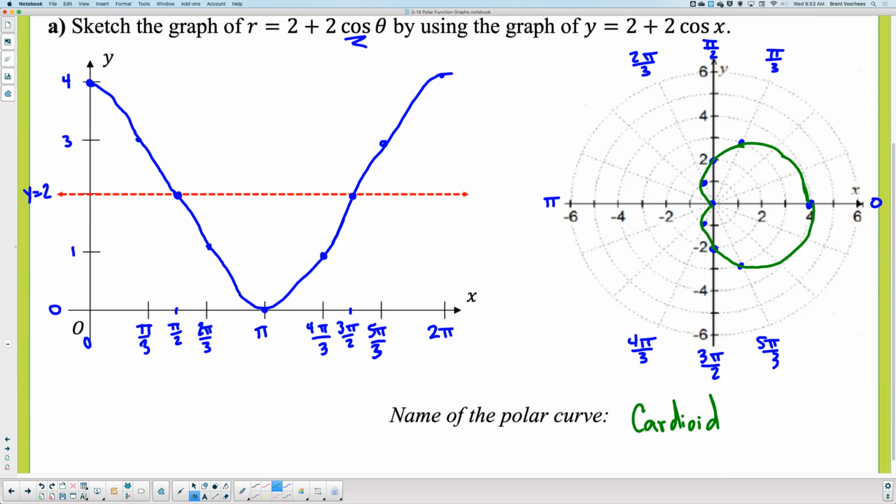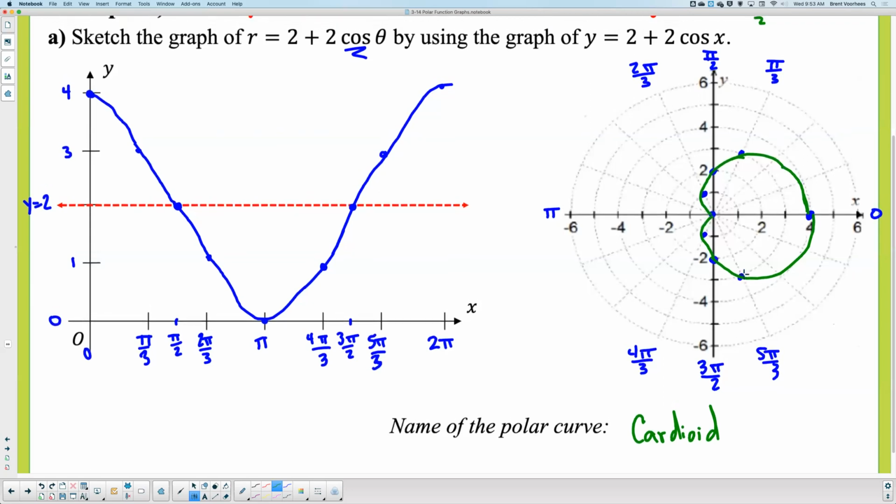The name of this graph is a cardioid. It comes from a Greek word that means heart. Now, again, if you look at this, the problem is we're drawing it by hand. This would look like a heart if we drew it properly. What do I mean? It has that crack like a heart does. This is turned to the side.